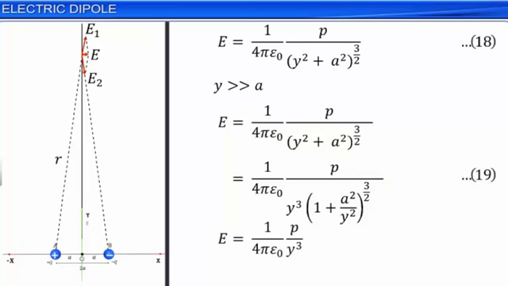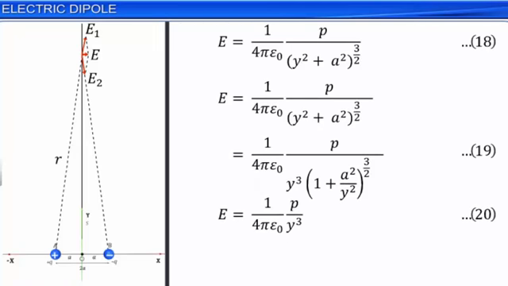In vector notation, electric field strength E can be expressed as shown in equation 21. The minus sign is used since the electric field strength E is opposite to the direction of the unit vector P cap. For a given dipole, the magnitude of the dipole moment P is constant.